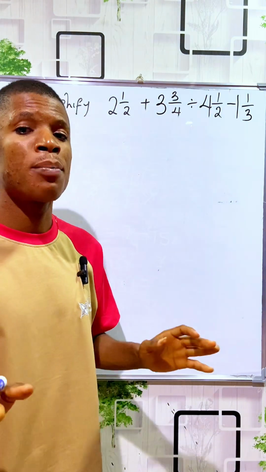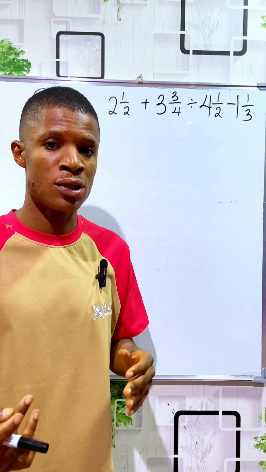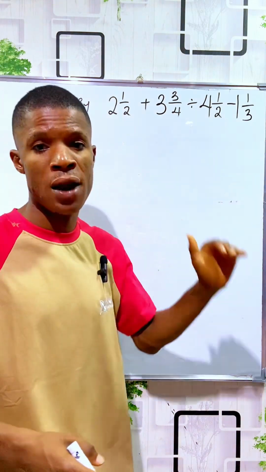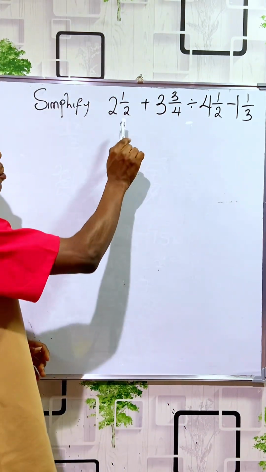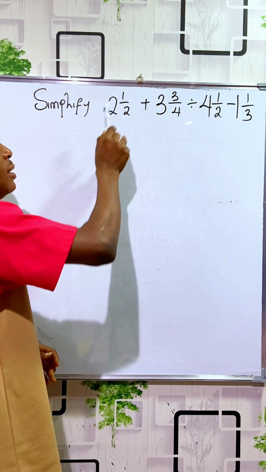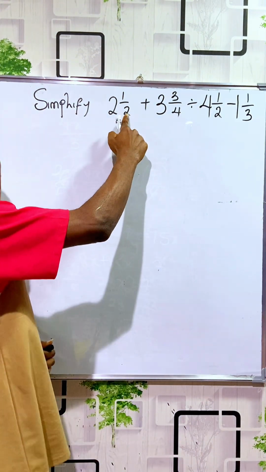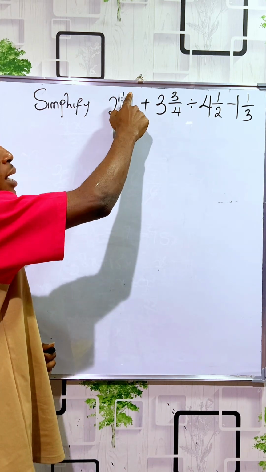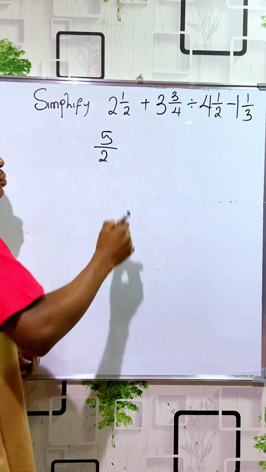So to solve this type of fractions that involves multiple fractions in mixed fraction, what you have to do first is to convert all the fractions to an improper fraction. To do that, you multiply the denominator to the whole. After that, you add the numerator. That's the easiest way to do it. So when you multiply 2 by 2, you have 4, plus 1, you have 5. That means this is the same thing as 5 over 2.